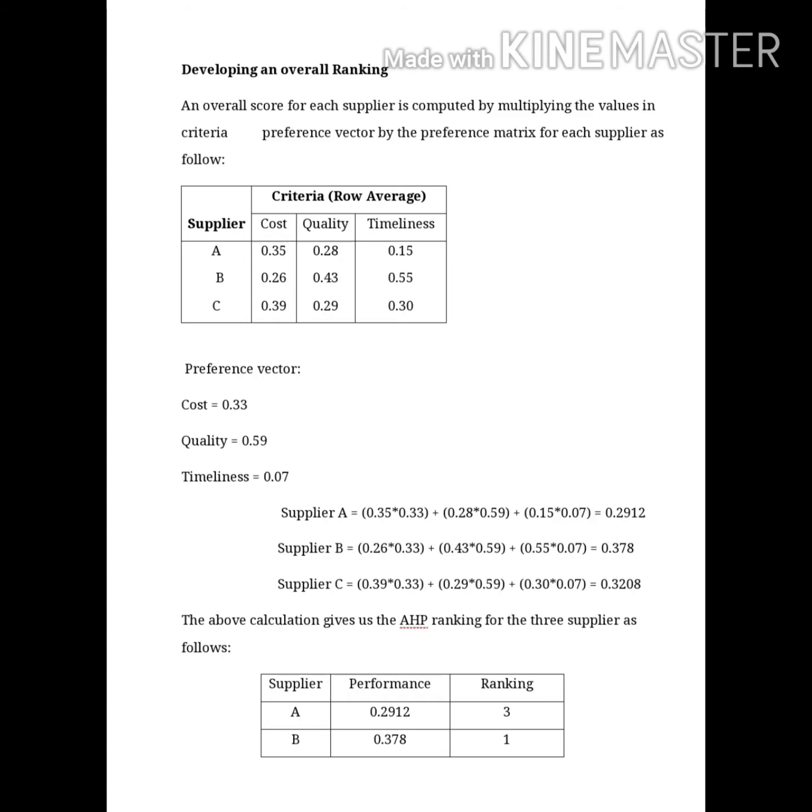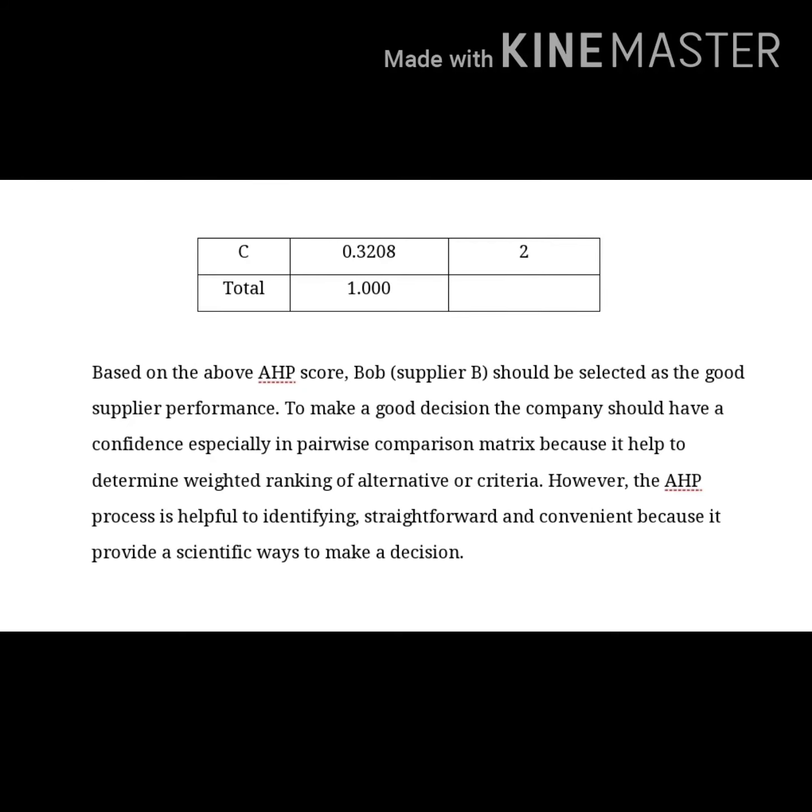Preference vector: cost equals 0.33, quality 0.59, timeliness 0.07. And sum for each supplier. The above calculation gives us the AHP ranking for the three suppliers as follows. Based on the above AHP score, Bob, supplier B, should be selected as the best supplier performer.